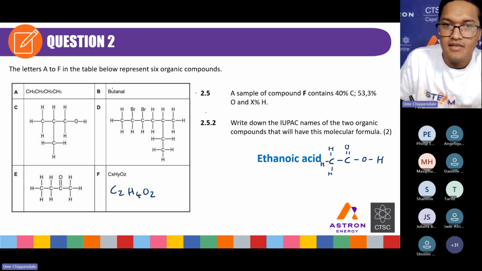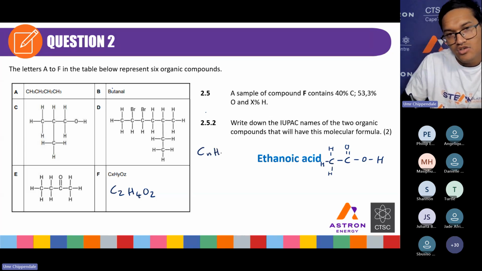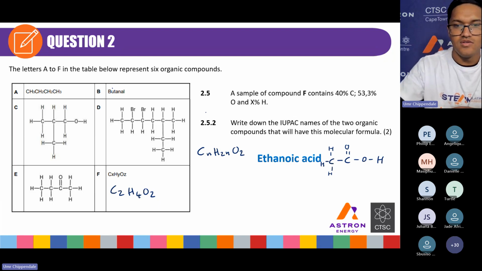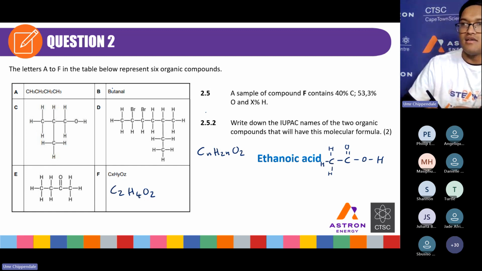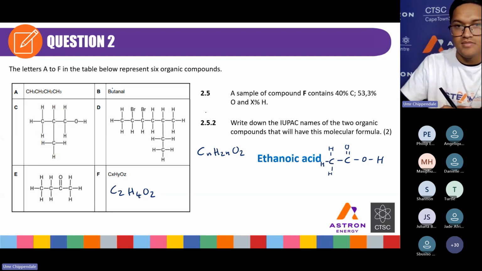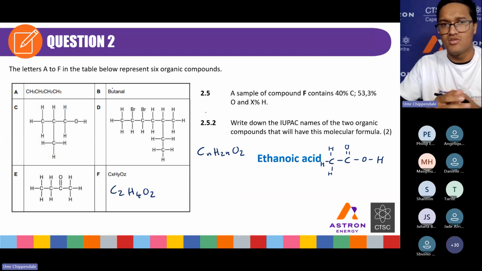Now, remember I told you that what normally follows the same formula of a carboxylic acid is going to be an ester. That also is CnH2nO2. So in this case, the other one would now be an ester that has 2 different carbons, right? That's going to be your second formula, or at least your second organic compound.